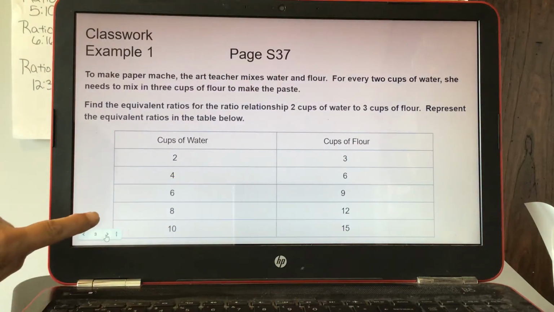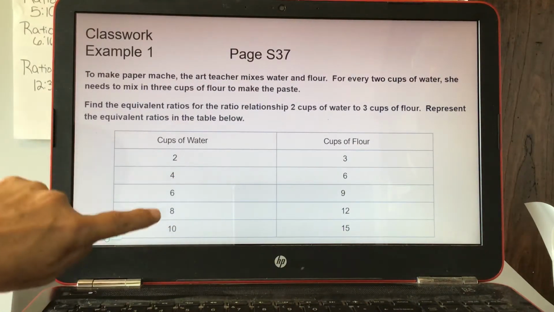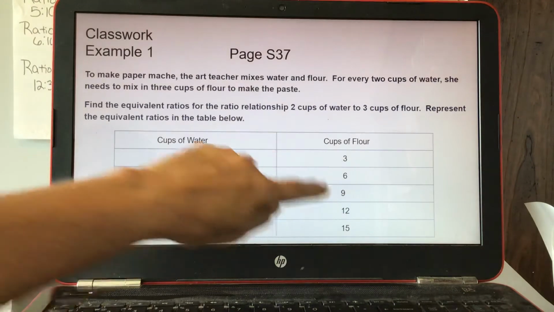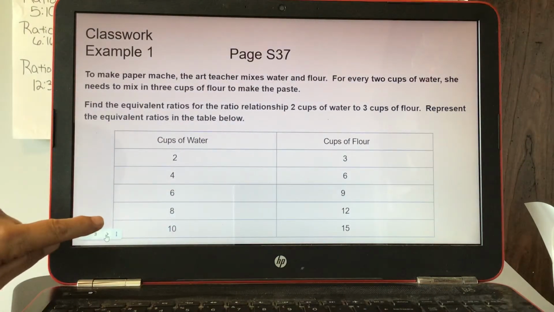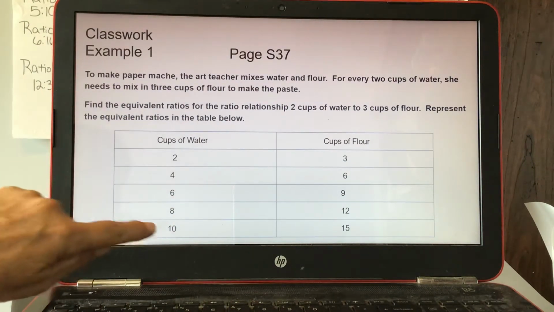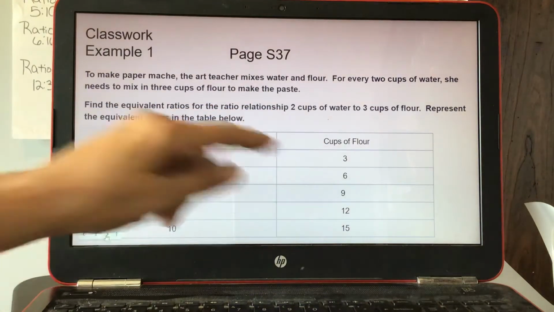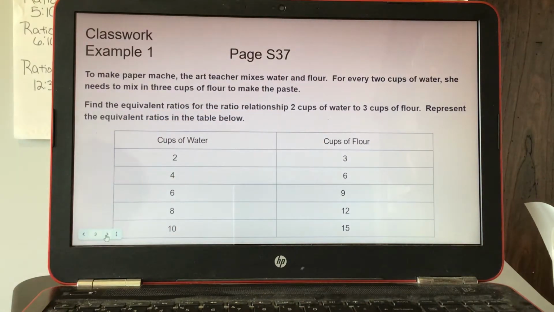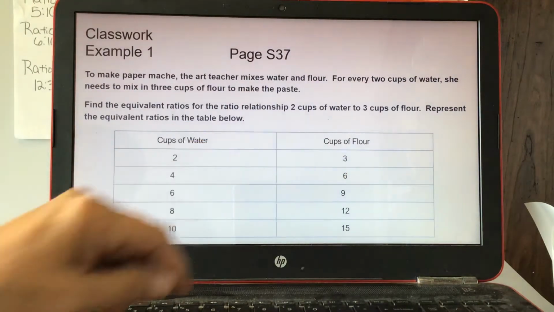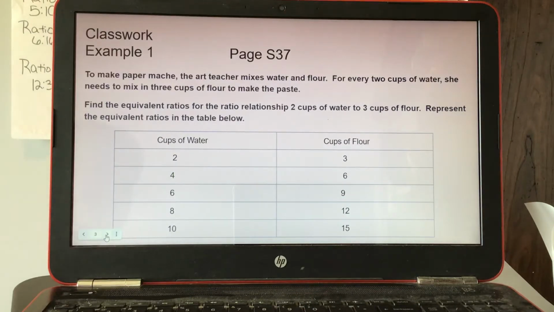The next one we multiply by 4. 4 times 2 is 8. 4 times 3 is 12. And the next one we multiply by 5. 5 times 2 is 10. 5 times 3 is 15. Now, you can also use bigger numbers, but that's up to you. But make sure you multiply each number by the same number so that it'll be equivalent.